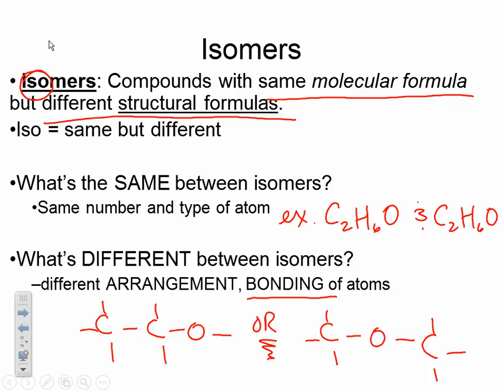They have the exact same number of each type of element, 2 carbons, 6 hydrogens, 1 oxygen, but they are bonded differently. They are connected in a different order. In one of them, the 2 carbons are bonded to one another. In the second one, the 2 carbons are not bonded to one another. They're bonded to an oxygen. So they're the same, because they got the same number and type of atom, but they're different because they're connected differently. So these are isomers. Isomers, that's what it means. Compounds that have the same number and type of atom, but different structural formula, different bonding between the atoms.